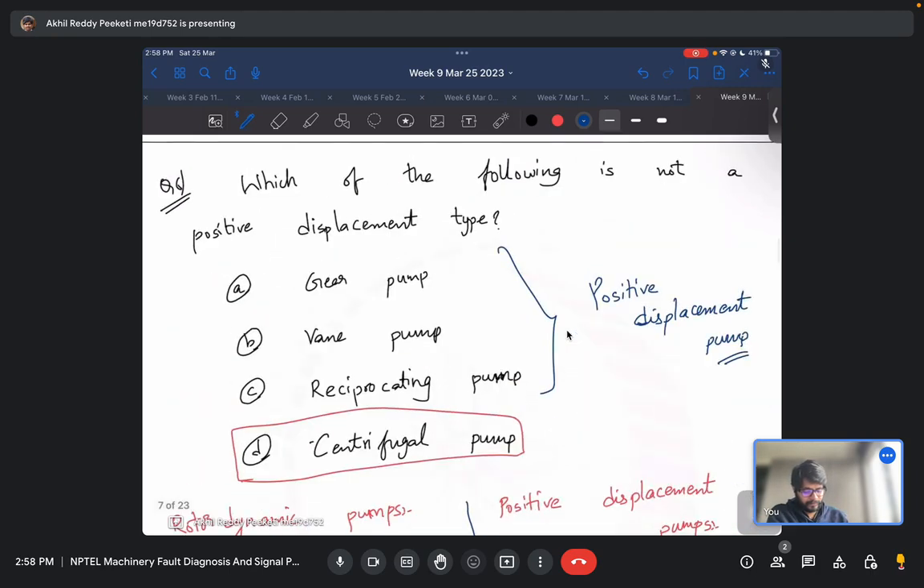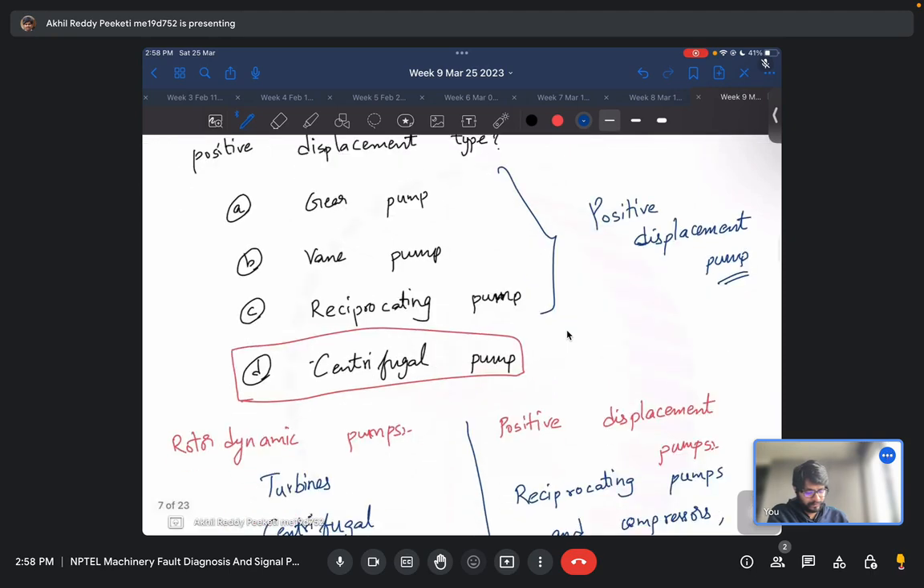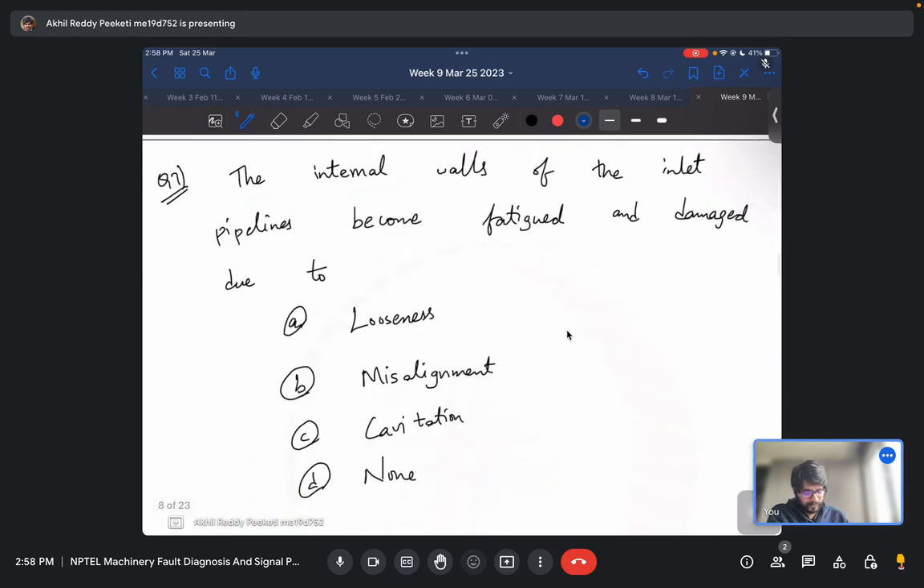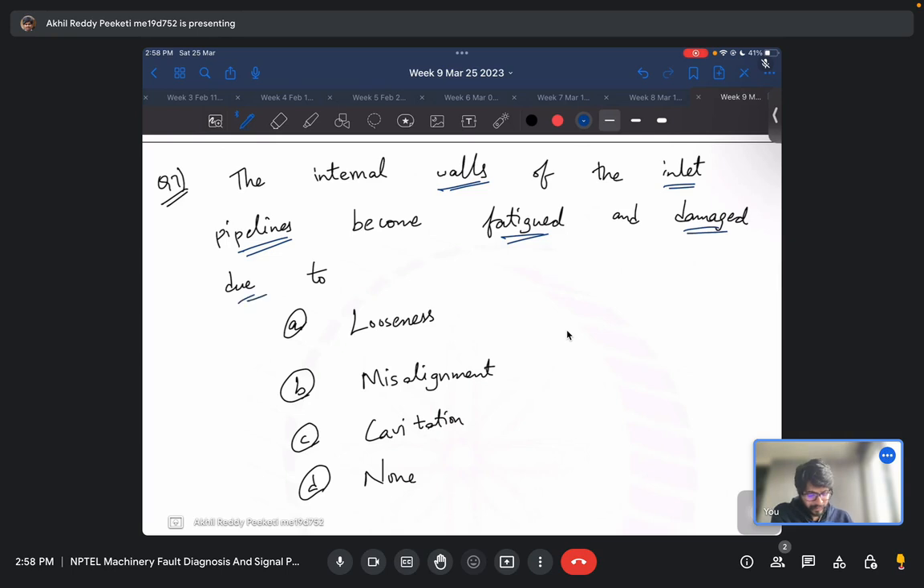Okay, let's move on to the next question. The internal walls of the inlet pipelines become fatigued and damaged due to looseness, misalignment, cavitation, or none. So we are talking about internal walls of the inlet pipelines of a pump becoming fatigued and damaged. Will looseness cause damage to internal walls of the pipelines? Misalignment?